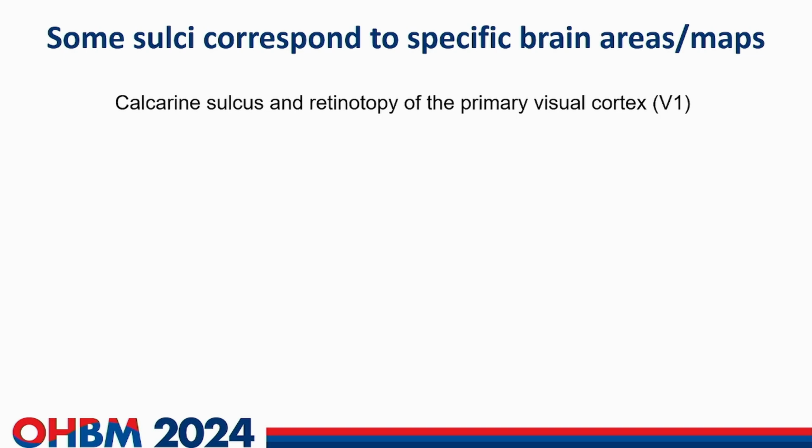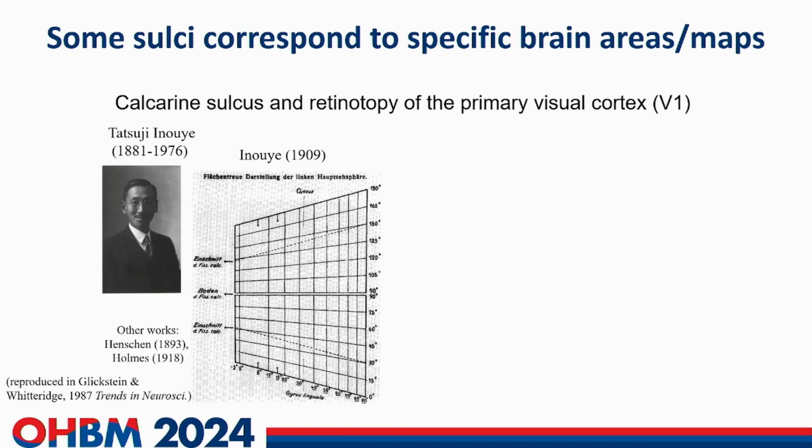In general, there's a notion that if you understand the location of the sulci, it can be a useful predictor of the location of the functionally meaningful gray matter area in that person's brain. One of the major examples in the literature is the tight association between the calcarine sulcus and the retinotopy of the primary visual cortex. Getting back to a very old study in the neuropsychological literature, and since I'm Japanese, I took a picture of Tatsuji Inouye.